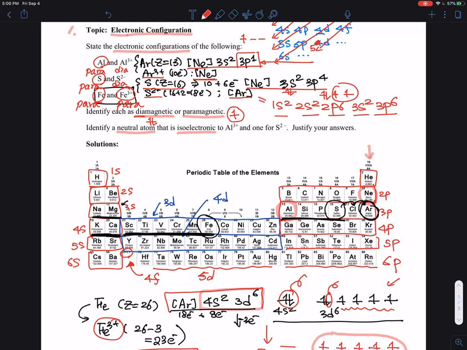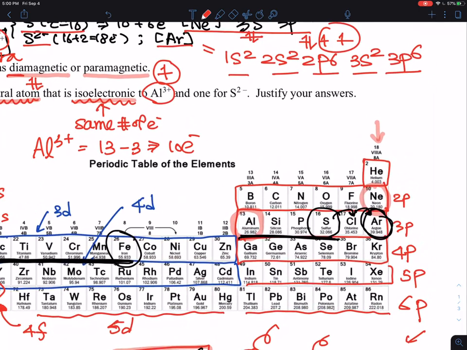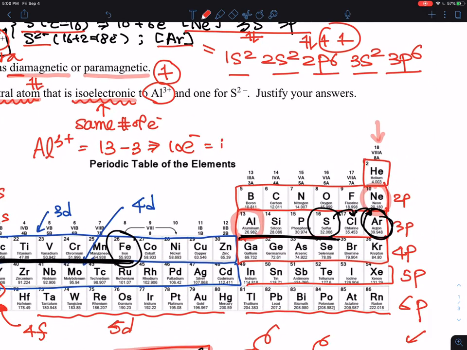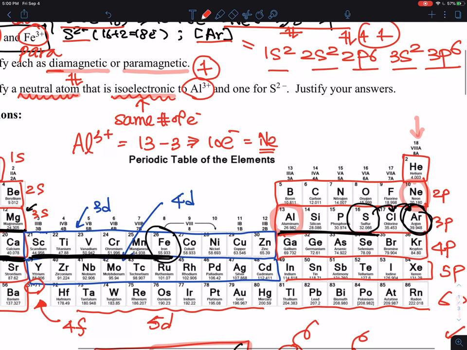The last question is, can you find a neutral atom that is isoelectronic, meaning the same number of electrons, to Al3+. So Al3+: the number of electrons is 13 as a neutral atom, and you're losing 3 electrons. So that means a 10-electron neutral atom. That will be the one shown up here. You see the 10, neon. Okay, so that will be neon. Is an answer.